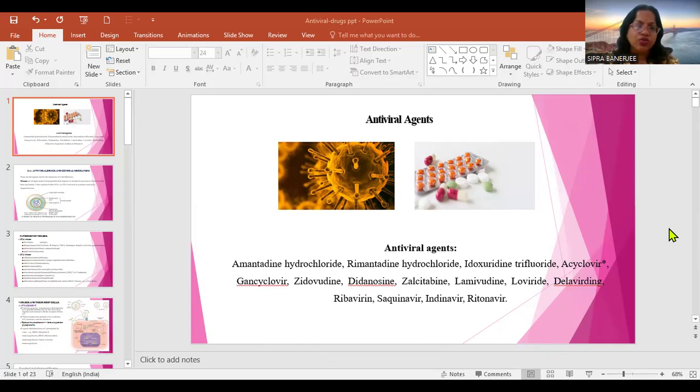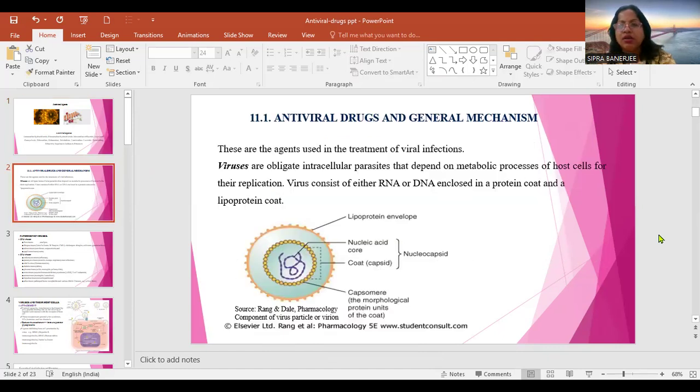Now, first of all, we should know what a virus is. Then we will be discussing their mechanism of action. These are the agents used in the treatment of viral infection. So we know viruses are obligate intracellular parasites that depend on the metabolic process of the cell for replication. A virus consists of either RNA or DNA encased in a protein coat and a lipoprotein.